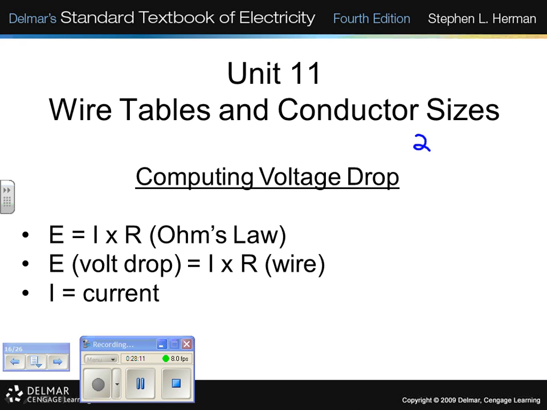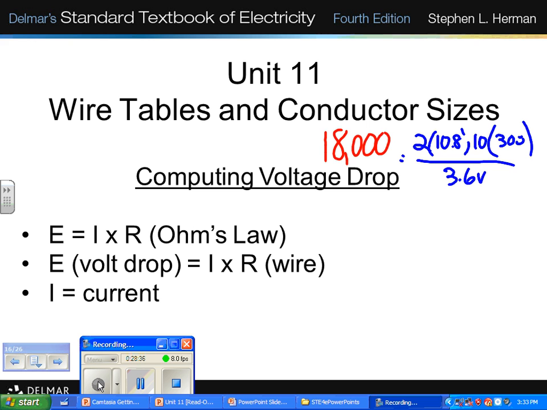Okay, we have 2 times 10.8 times 10 times 300, right? And we want to allow no more than 3.6 volts, right? So if we multiply that out, 2 times 10.8 times 10 times 300 divided by 3.6, that's going to give us a fairly large number. Now, if we do this, we wind up with 18,000 circular mils. Now, what does that mean?